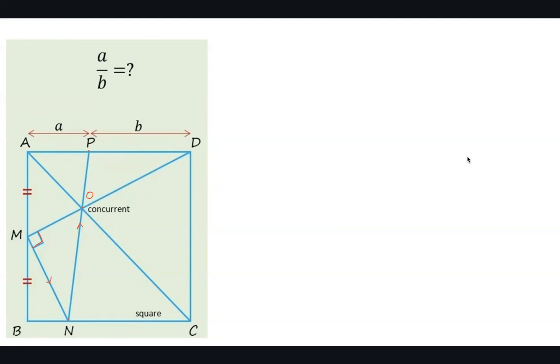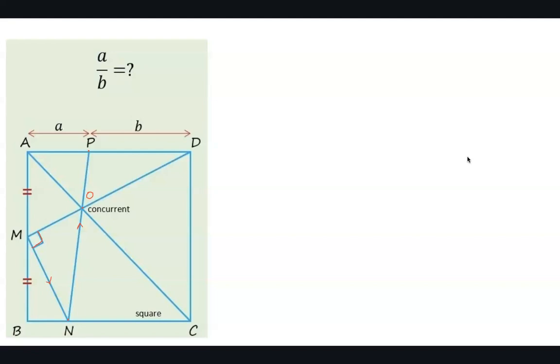Now, just by observation, I don't think it is possible to just see and figure out what is the ratio of AP over PD. However, we can try and find it out using some basic triangle rules and trigonometry knowledge. So here is how I tried and solved it.